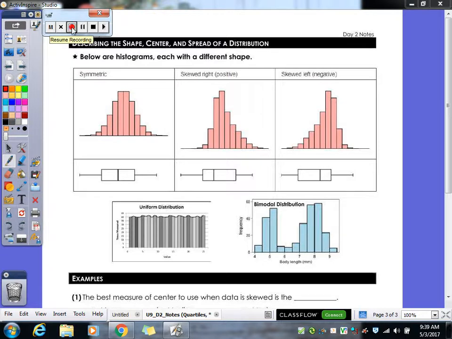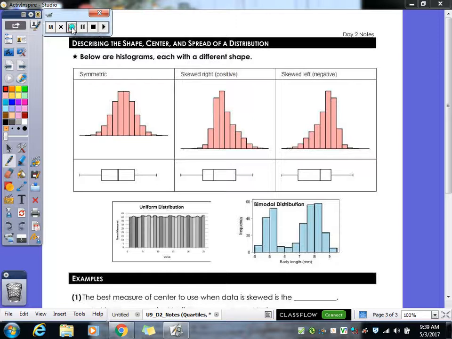Describing the shape, center, and spread of a distribution. So do you guys know what these kinds of graphs are called? Pretty sure you've seen them before. Histograms. They are bar graphs, but our official title is a histogram. We're going to be working a lot with histograms.